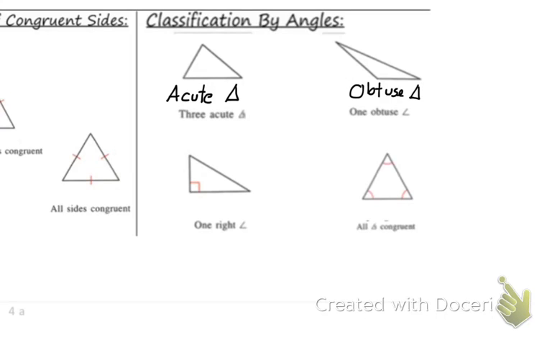Who wants to take a guess if it has one right angle? Sabrina. Would it be like a right angle? A right. It's actually just called, you're on the right path. It's called a right triangle. Just a right triangle.